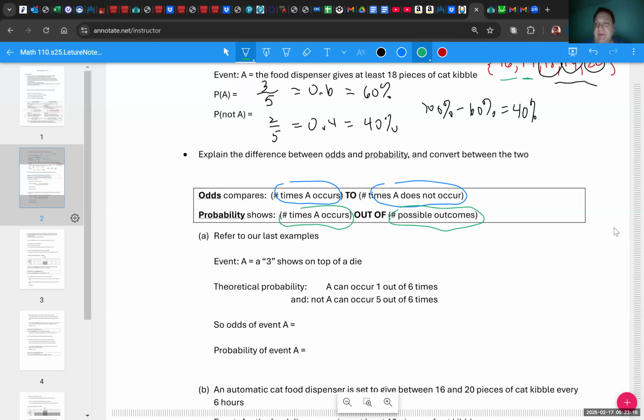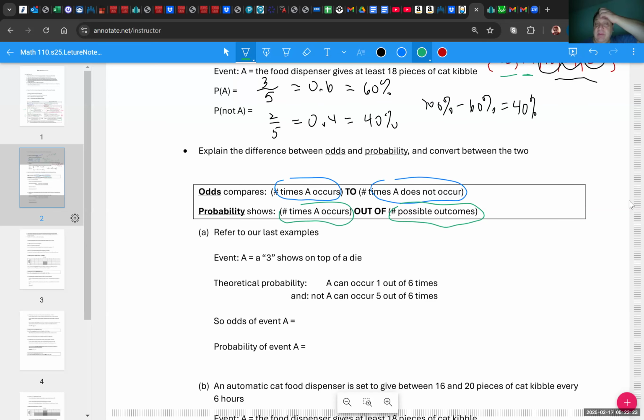All right, so again, let's do some examples to make it easier to see what's going on here. We're going back to our 3 showing up on top of a die. Remember, for our theoretical probability, with a 6-sided die and only one 3, and all the sides equally likely, the probability of the event happening is 1 out of 6. That was our 16.7%. And our not A is 5 out of 6, which would be our 83.3%. Those are just things we did previously in this lecture video.